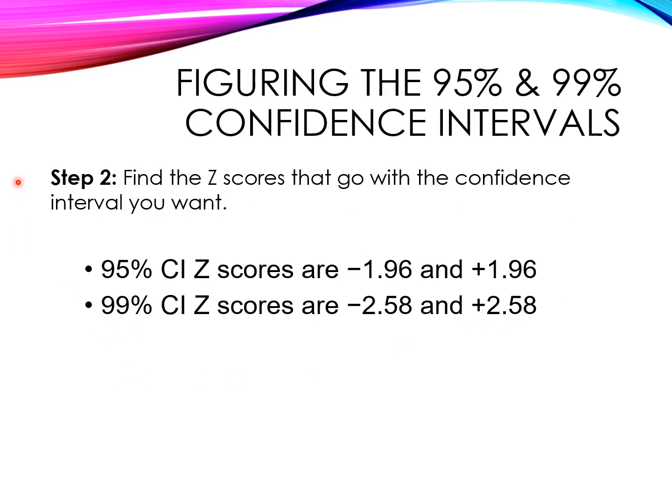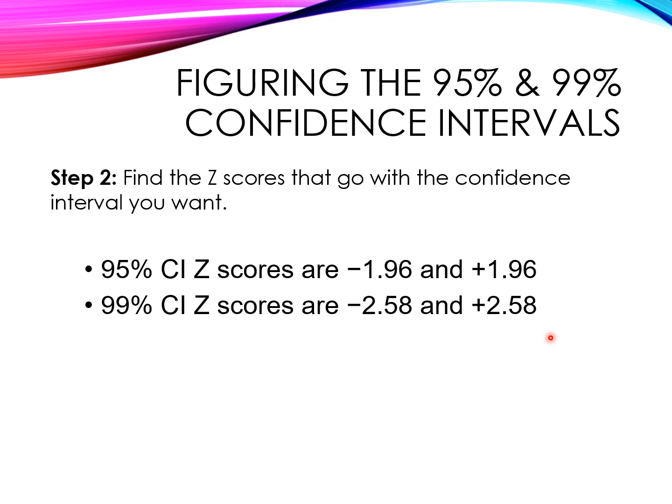Figuring the 95 and 99% confidence levels. Step 2, find the z-scores that go with the confidence interval you want. For 95%, the confidence interval z-scores are negative 1.96 and positive 1.96. For a 99% confidence interval, the z-scores are negative 2.58 and positive 2.58.